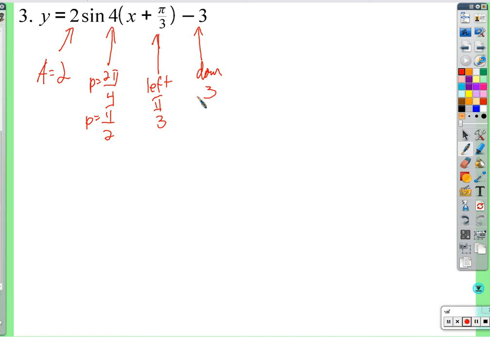Is there another clock we should know? Oh, no. I assume that one. Sounds like a lie. Shift down 3.